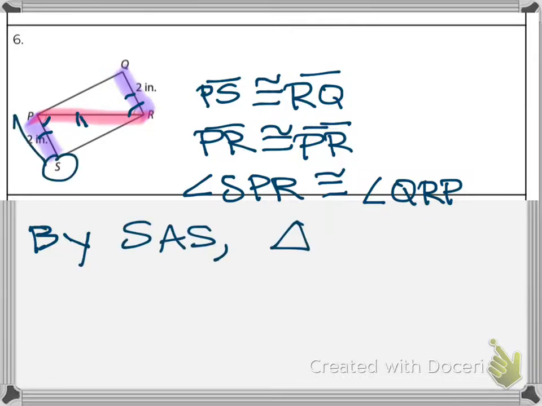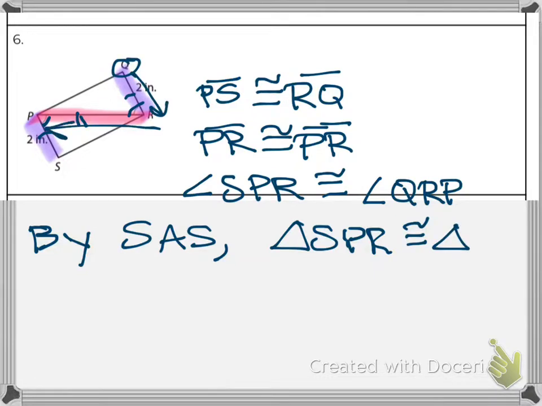So I'm going to start at S, go along the purple and then along the pink. So that would be SPR. So same direction over here. I'm going to start at Q along the purple, then along the pink. So that would be QRP.